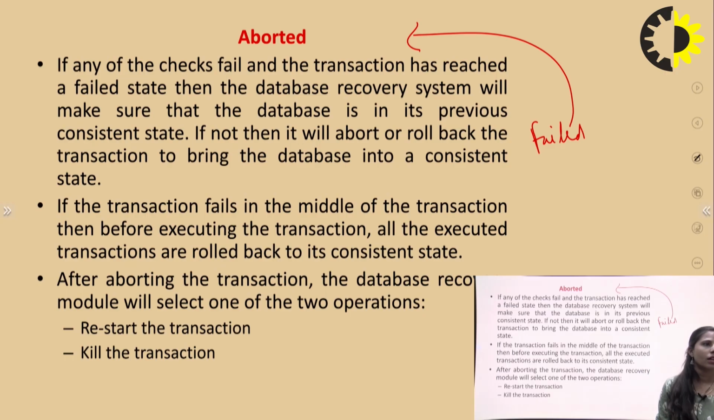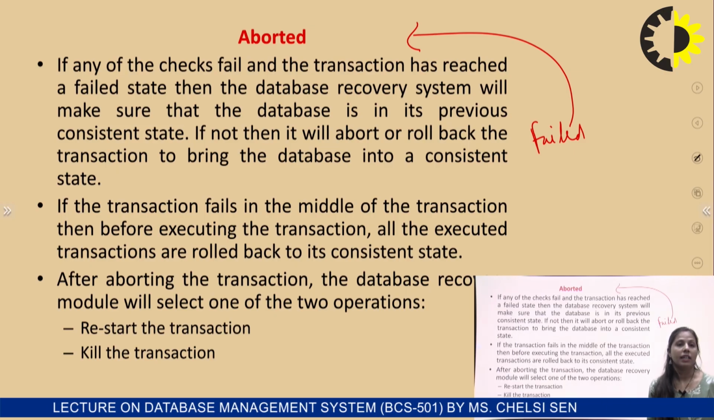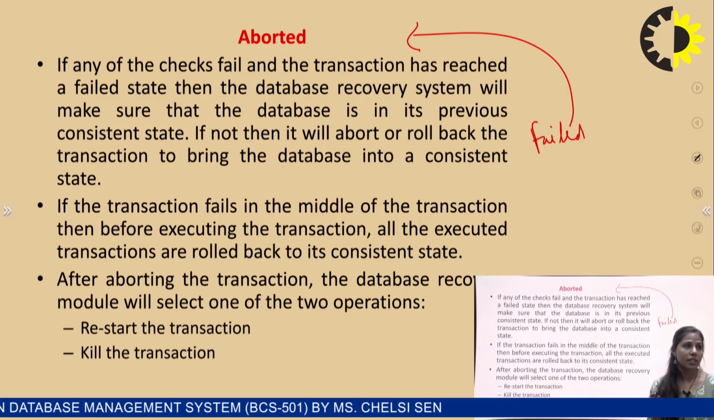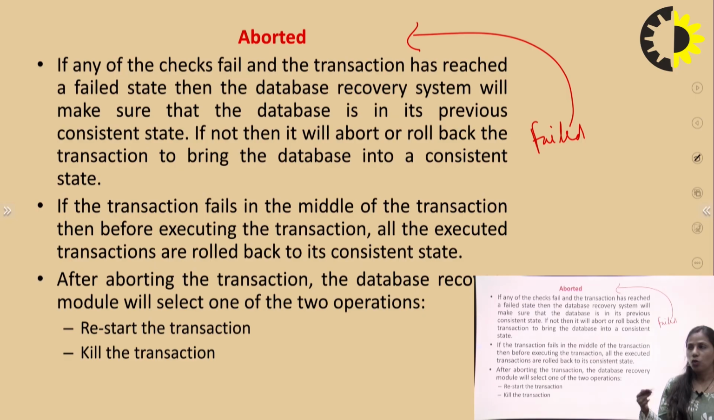Now, once it has reached the abort state, the database is in the previous consistent state. It will not update the values into the databases. Whatever the last values we had, they will remain in that consistent state. If the transaction fails in the middle, then all operations executed before are rolled back. Rollback means whatever values we have done and whatever operations we have performed will not be saved. It will go back to the first consistent state.